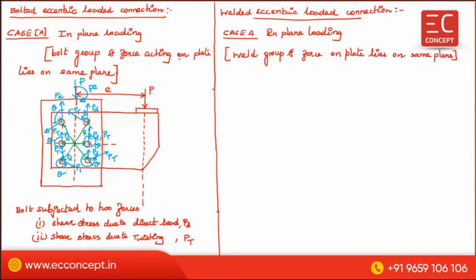Now the same thing I'm going to do for the weld. So what is there in the welded connection that we are going to see? It's very simple. Everything is the same except that instead of the bolt, we are going to use the weld. Now see, I'm going to draw the same diagram to understand the concept of the weld.